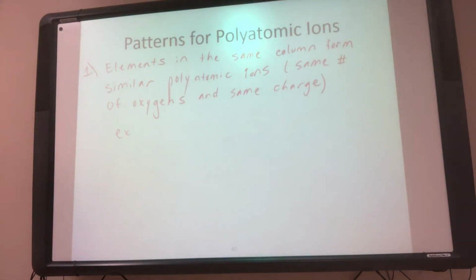So for example, ClO3 minus is chlorate. If I change that and put the Br in there, now it is bromate. I could put an I in there because it's in the same column, and it would be iodate. So if the elements are in the same column on the periodic table, they're going to form similar polyatomic ions.